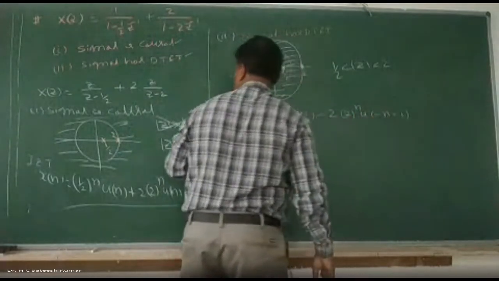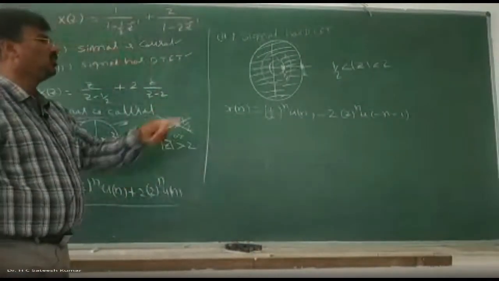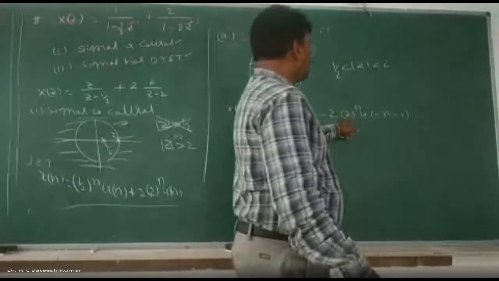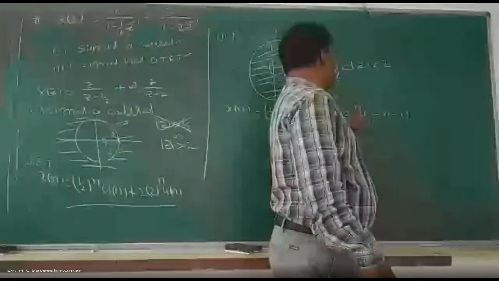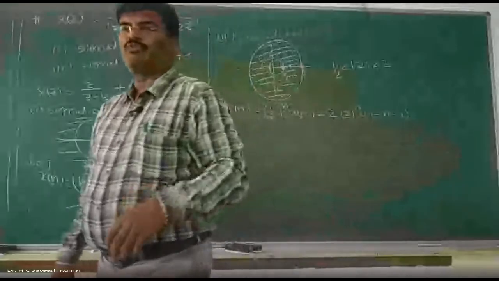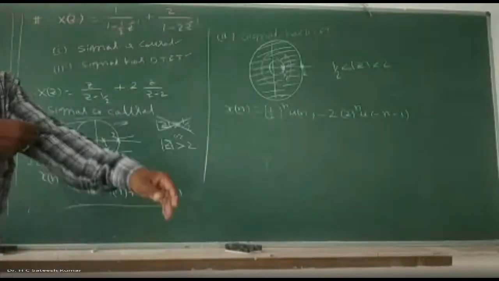For the left-handed sequence, z divided by z minus 2, the inverse z transformation from the table is minus a power n into u of minus n minus 1, where 2 is the constant. Carefully you should do it, right? So that's how we should do it.